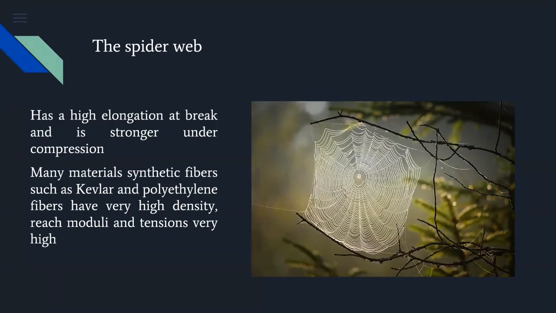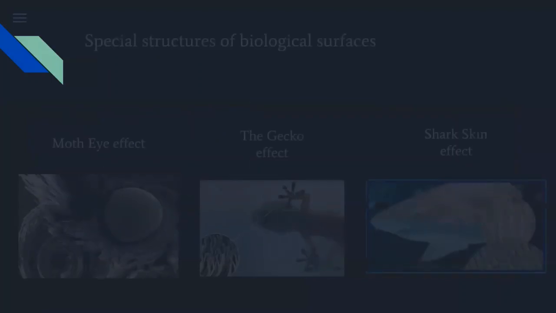pressure. However, spiderweb, despite not having the modulus of elasticity of some synthetic materials, has a high elongation at break and is stronger under compression. Therefore, applying this type of materials in artificial tissues would be a very useful scientific advance, and for this, one of the best tools that bionics can use is atomic force microscopy.